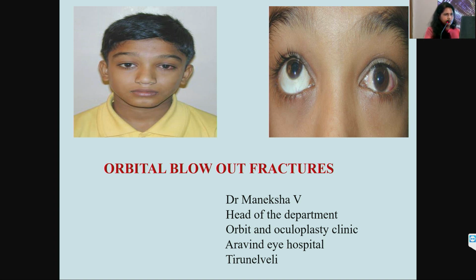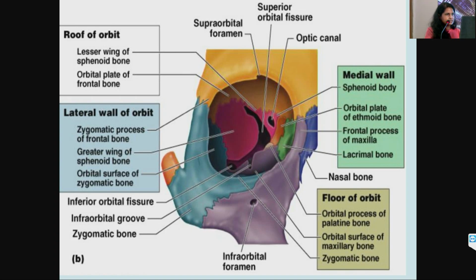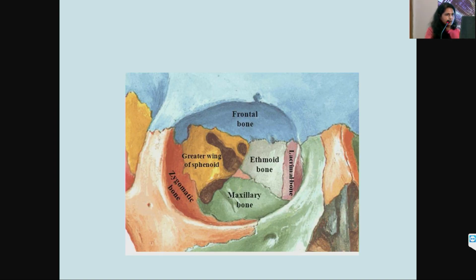Before going to orbital blowout fractures, let's recollect some anatomy. The roof of the orbit is formed by the orbital plate of frontal bone and the lesser wing of sphenoid. The roof will separate the orbital cavity from the anterior cranial fossa as well as the frontal sinus. The frontozygomatic suture is a part of the lateral wall. Lateral wall is formed by zygomatic bone, greater wing of sphenoid and part of frontal bone.